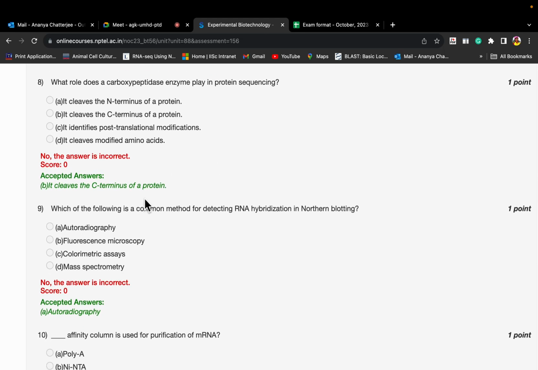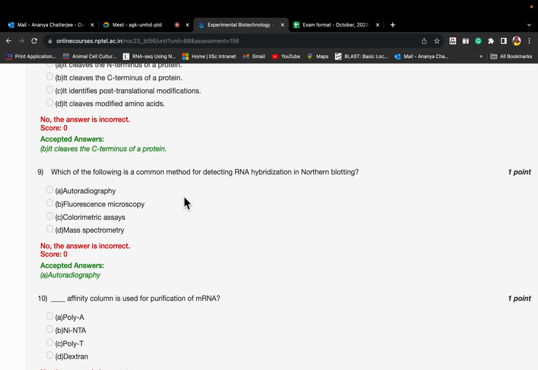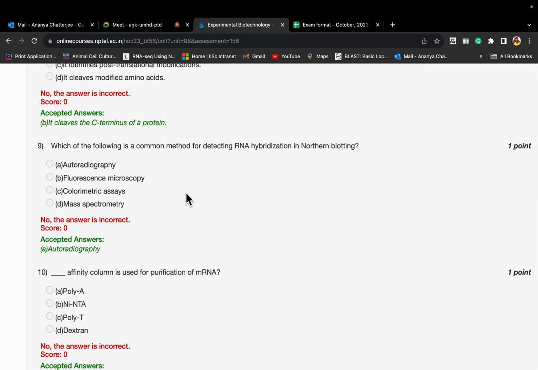What of the following is a common method for detecting RNA hybridization in northern blotting? So during RNA hybridization in northern blotting, we have covered in previous classes that after transferring, we do autoradiography to detect whether your RNA of interest is there or not.